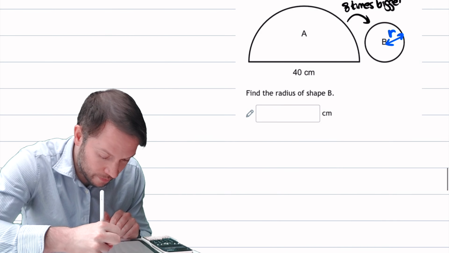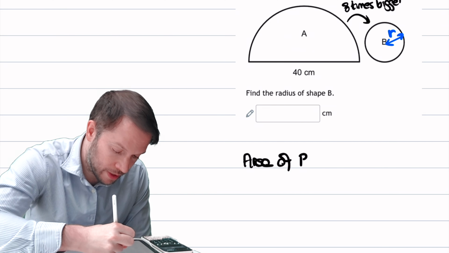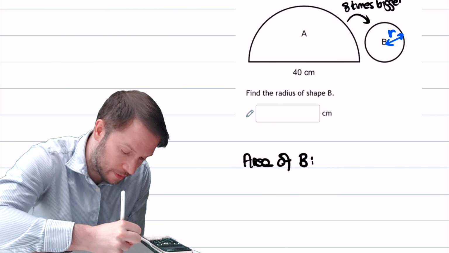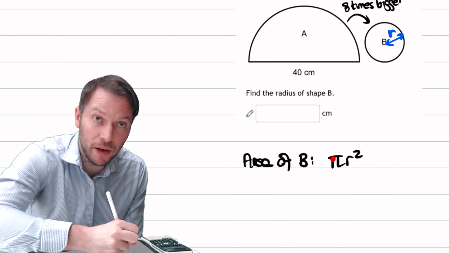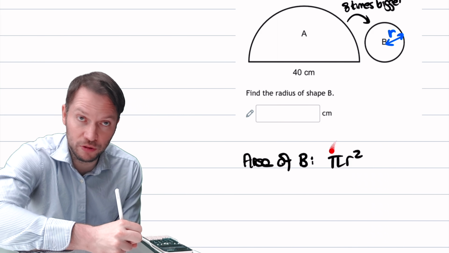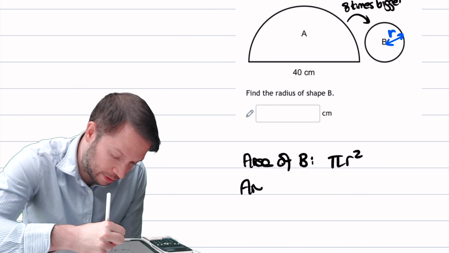Well, the area of B, now remember how we find the area of a full circle? It's pi r squared. So pi r squared. And that means pi times by the radius squared. Remember, when things are next to each other in algebra, it means you multiply them together. Now, what about the area of the semicircle A?